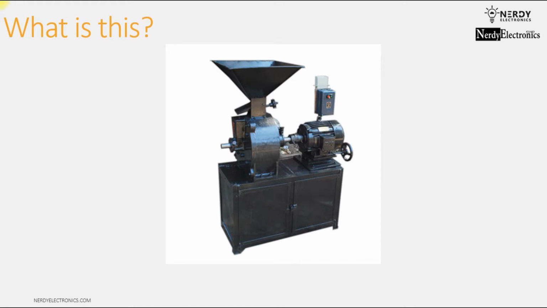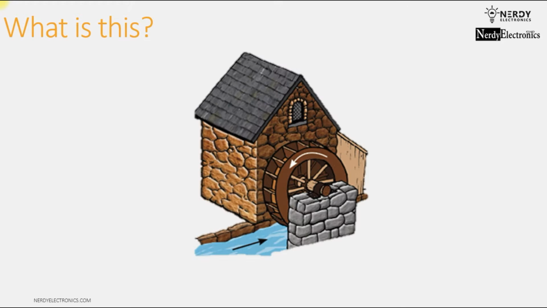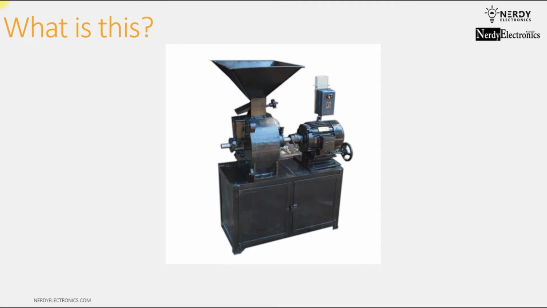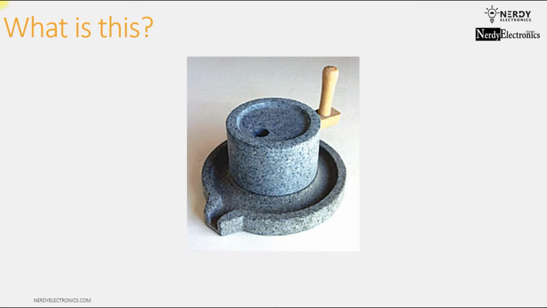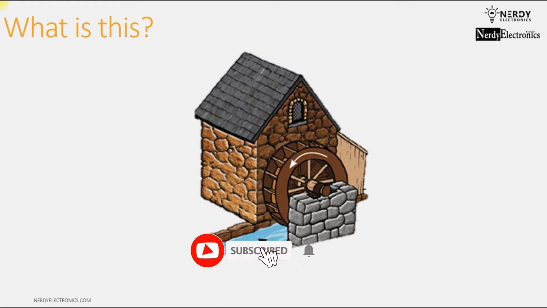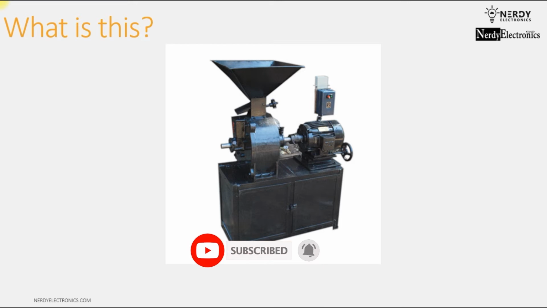Now, what is this? Students should be able to answer. It's also a mill, and the difference is here you are using the natural flow of water, and here you are using electricity to do the same thing which was done manually here, right? So, from a manual process, you went to semi-automatic and kind of automated.